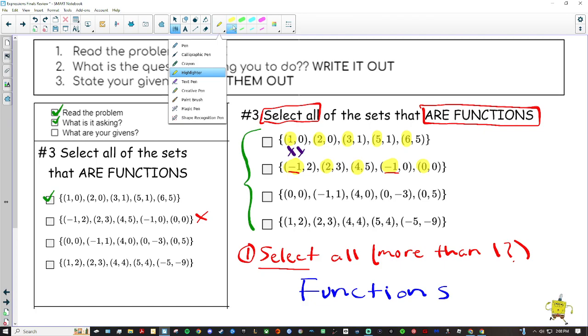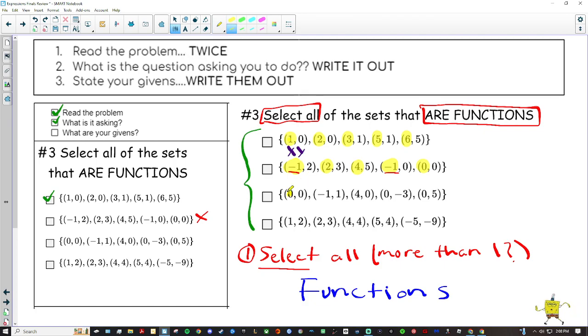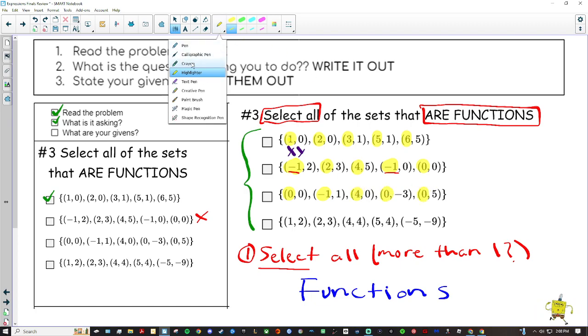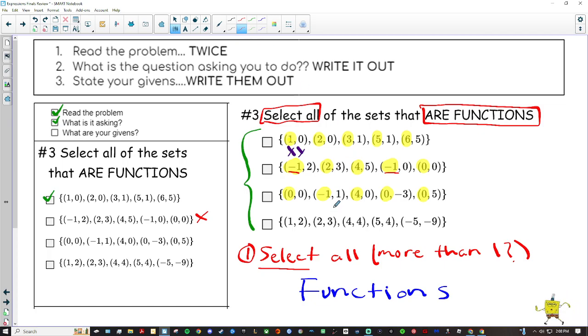Third one, 0, -1, 4, 0, 0. This is definitely not a function. Why? You guessed it, a 0, a 0, a 0. 0 shows up 3 times, so this is definitely not a function, which means we do not select it. We are only selecting our functions.